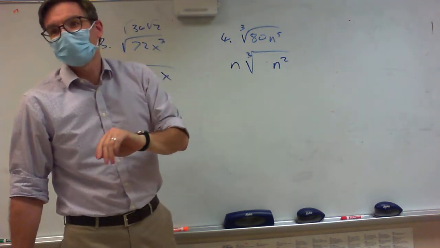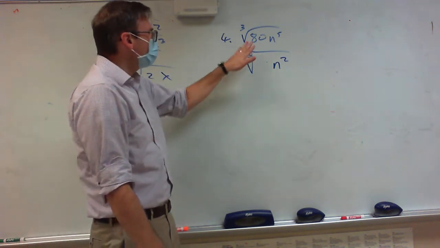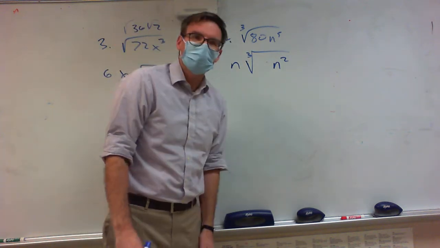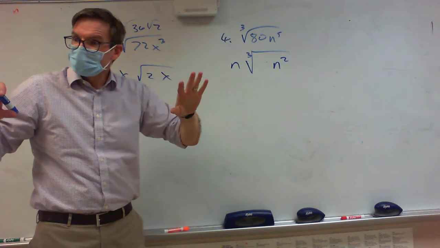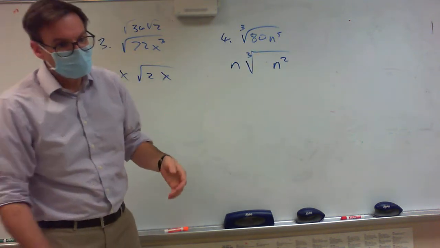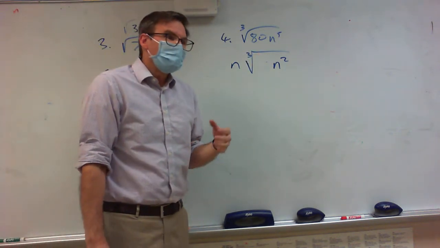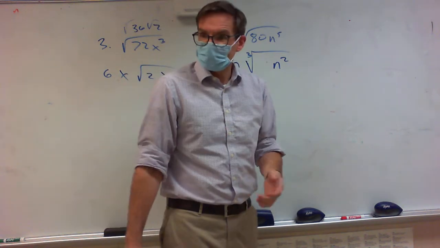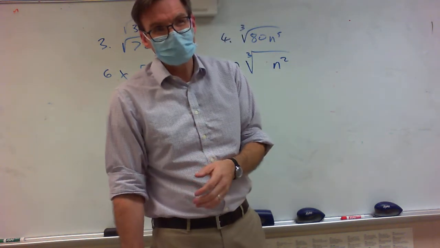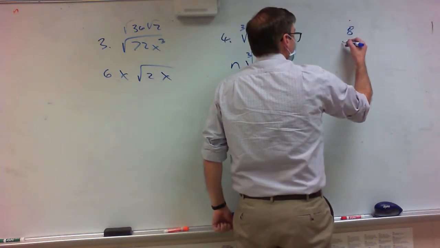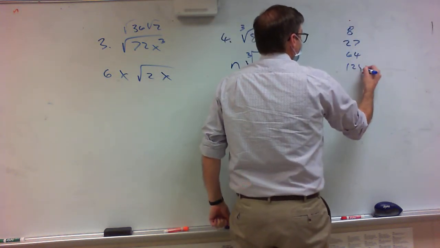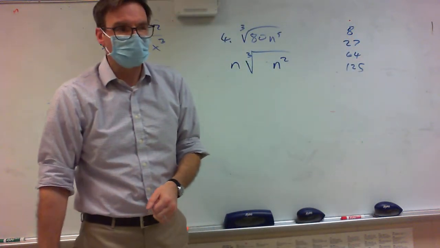Now we have to handle the number. How do you handle cubed roots? Just like square roots, where we figured out the perfect squares, when you're dealing with cube roots, you have to know your perfect cubes. That's the bad news. The good news is you don't have to know much. You've got to know 8, 27, 64, and 125. That gets pretty much everything you need.